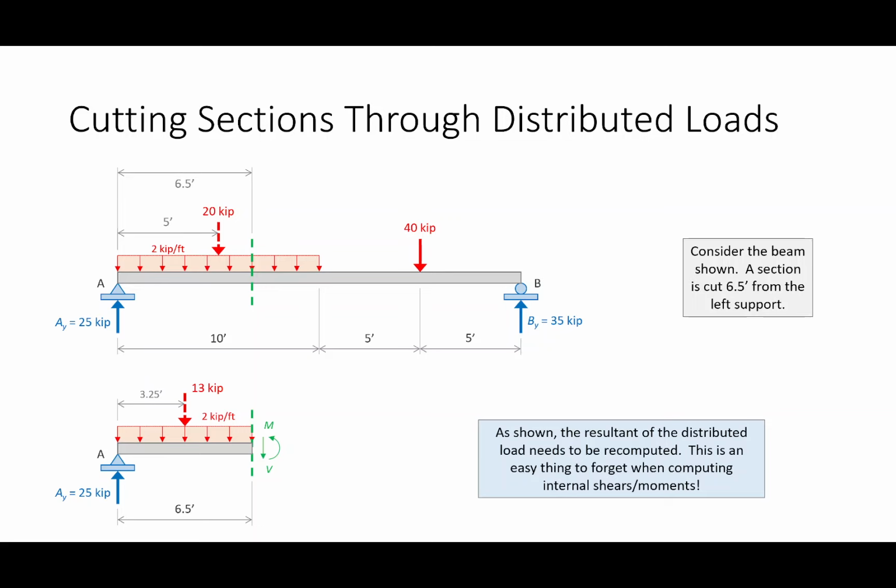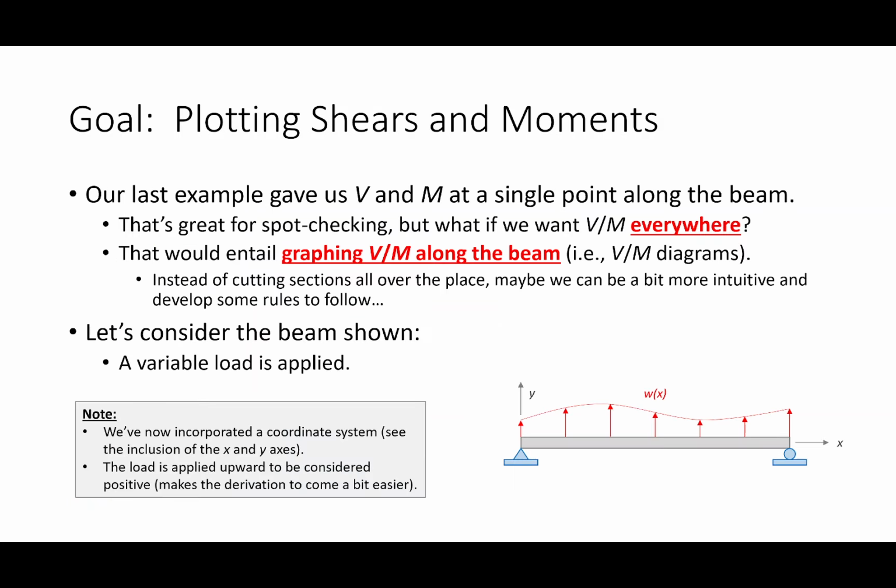As you cut the section this way, the amount of load over here changes. That is one of the reasons why the moment diagram looks the way it does, and we're going to get to that here in a bit. Makes sense? Okay. Now, it is not efficient to just do this over and over again.